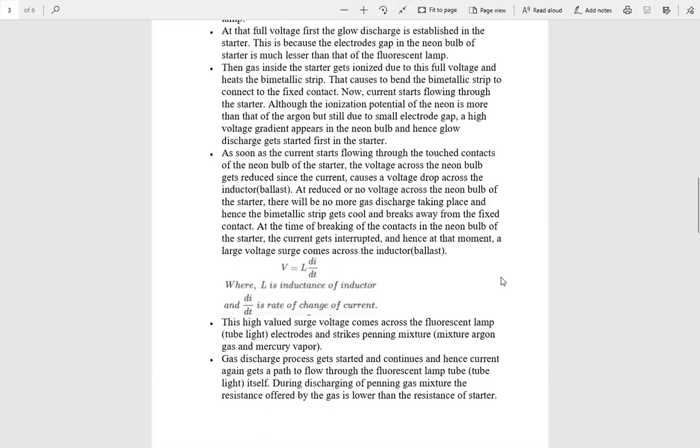This high valued surge voltage comes across the fluorescent lamp electrodes and strikes the Penning mixture, that is a mixture of argon gas and mercury vapor. The gas discharge process gets started and continues, and hence current again gets a path to flow through the fluorescent lamp tube itself. During discharging of the Penning gas mixture, the resistance offered by the gas is lower than the resistance of the starter.